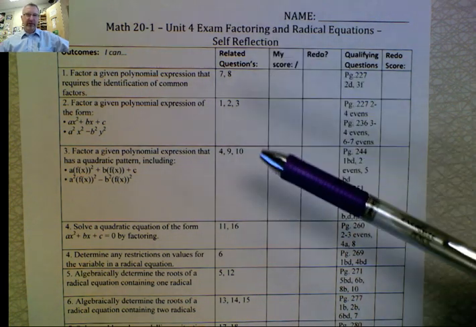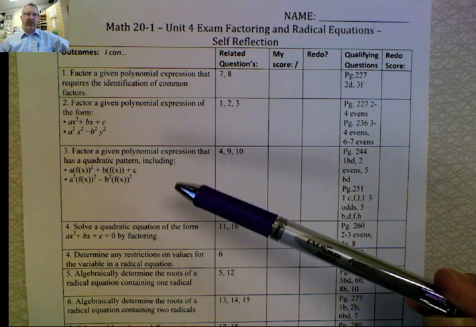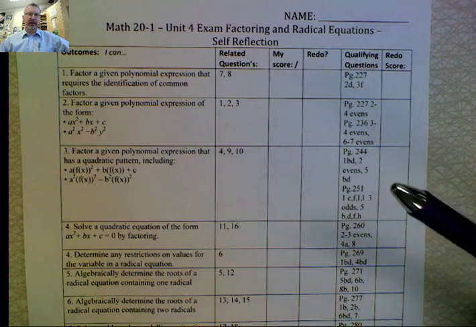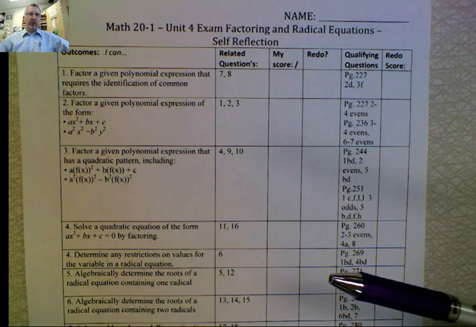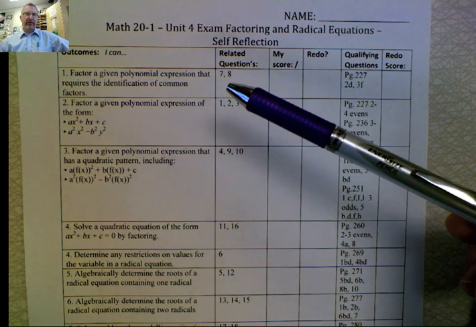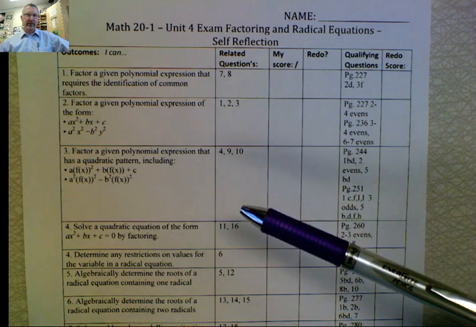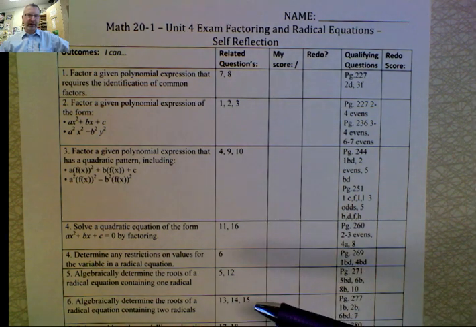The related questions at that point will be blank, and once you've listed the outcomes you want to address in the exam, you go ahead and create an exam. Once you've created the exam, you need to go back and list which questions on your exam pertain to each of the outcomes, and that's what I've done here.